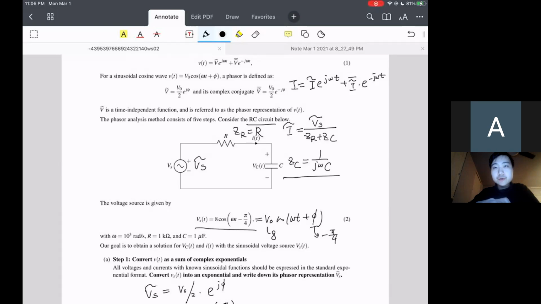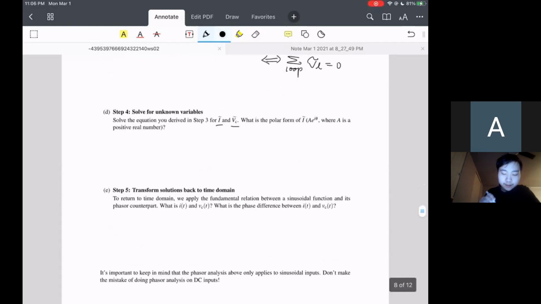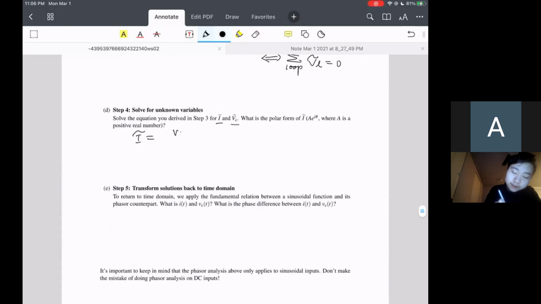All right. So then we just plug in the variables. We see that omega is actually equal to 10 to the third radians per second. R is actually, I actually need some more space. I'm just going to write it here. So I tilde is equal to Vs tilde over R plus 1 over j omega c. So this is ZR, this is ZC.